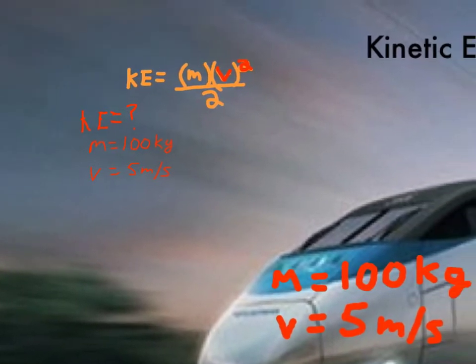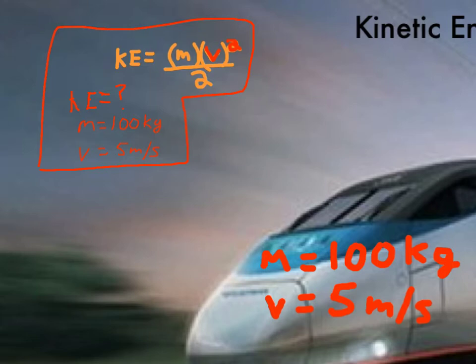Mass, we said 100 kilograms. And velocity, we said 5 meters per second. Now, let's use the formula to solve that. To show our work, and this is the part that takes the most getting used to because you have the squared unit, it's really important that you keep track of parentheses and stuff like that. Alright, let's show our work.